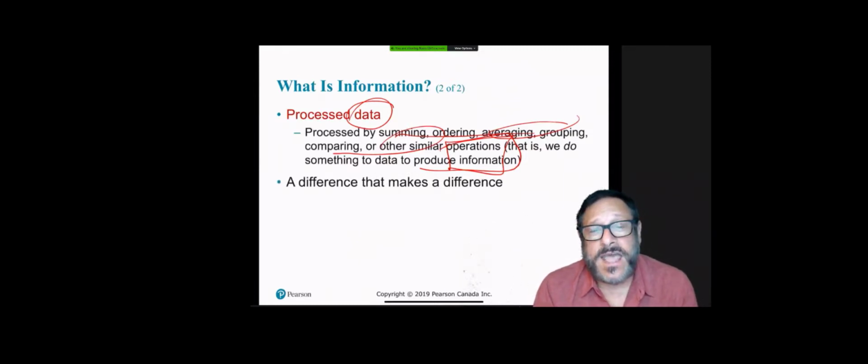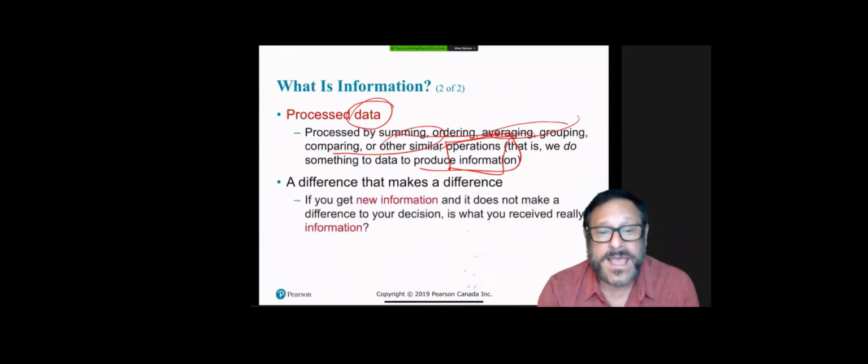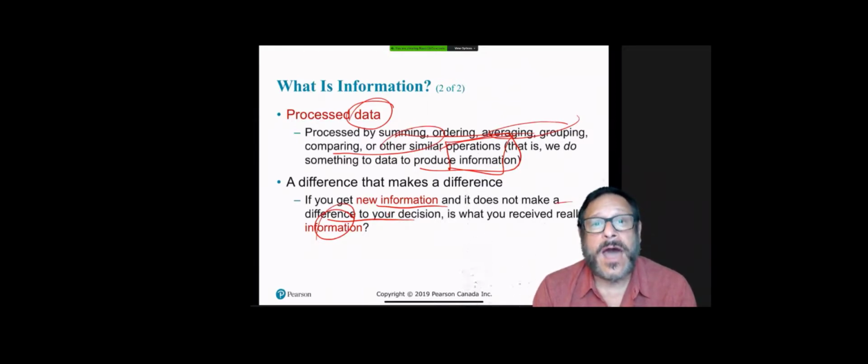Looking at this, you say, wait a minute, am I using data and is that going to be useful, or am I using information? This difference makes a big difference. If you get new information and it does not make a difference in your decision, did you really receive any information? If I find out that now the average salary in London is $75 per developer, I get this information and do nothing with it. Is it really information? Have I learned anything?